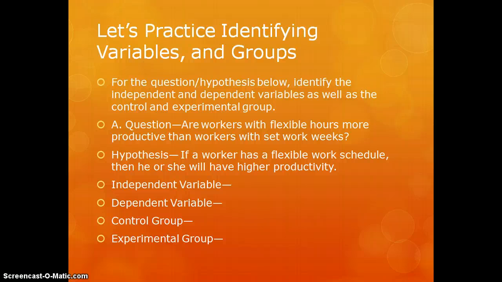But this next one, you're going to identify the independent and dependent variables as well as the control and experimental group. So the question is, are workers with flexible hours more productive than workers with set work weeks? For example, flexible hours meaning people can come and go as they please. Productivity is how much work do they actually get done. And then workers with set work weeks, that's like come in 9 to 5, 5 days a week, that type of thing.